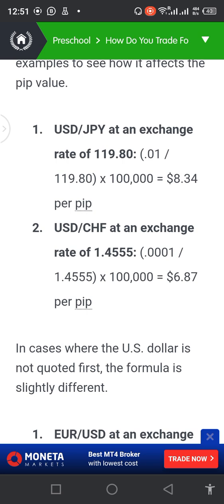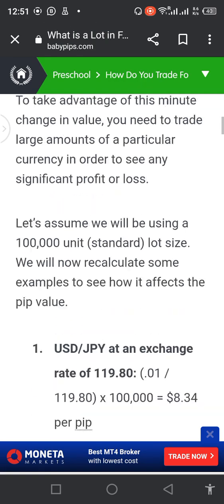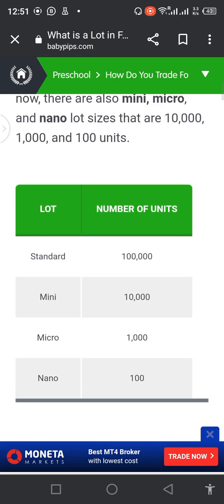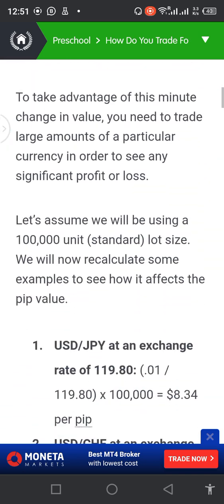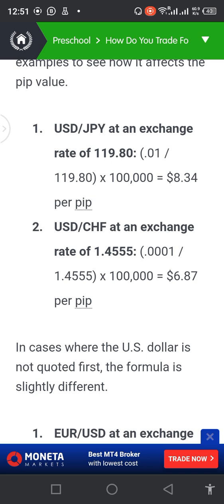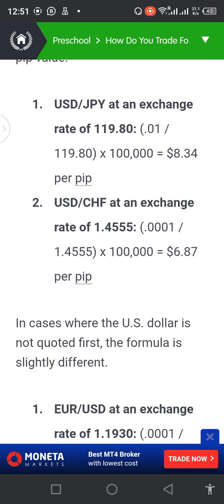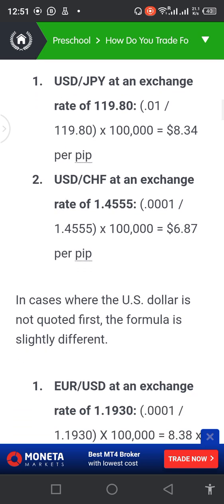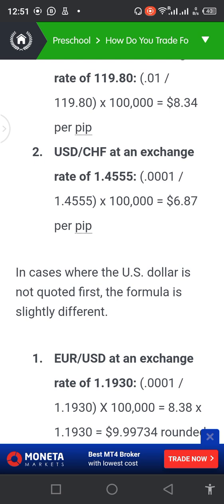For USD/CHF at an exchange rate of 1.4555, that implies 1.4555 times the standard lot size of 100,000 equals 6.87 per pip. So that's how we calculate pips. We base it on the standard lot size multiplied by the rate of that particular pair you're trading.